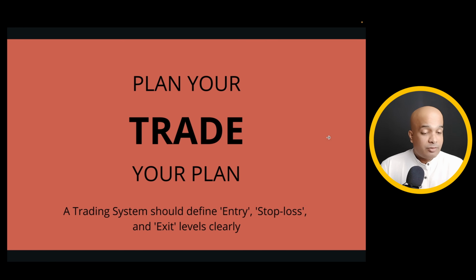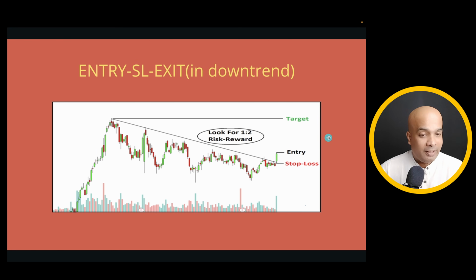A trading system should define entry, stop loss and exit levels very clearly. Whenever the price is in a downtrend, when you take a trade, you should look for the topmost resistance level or the starting point of the resistance trend line as your target. Your entry should come above the high of the breakout candle. Your stop loss should be below the low of the breakout candle. This should be your target.